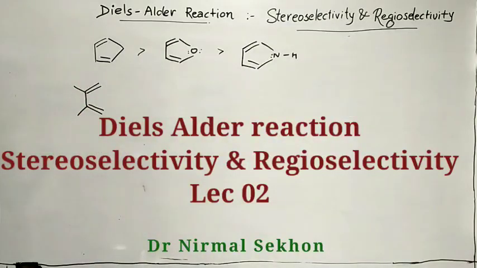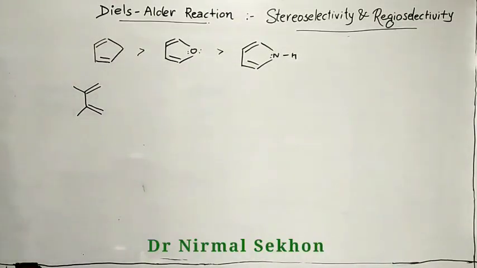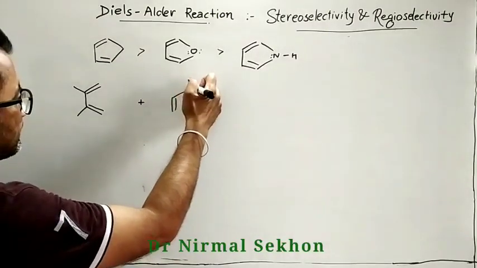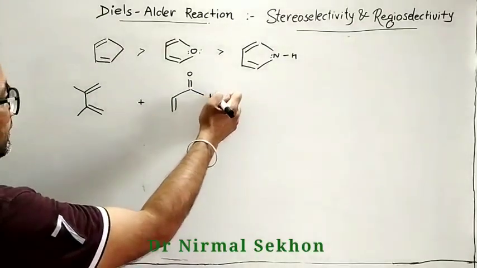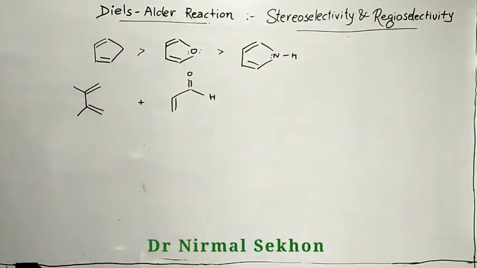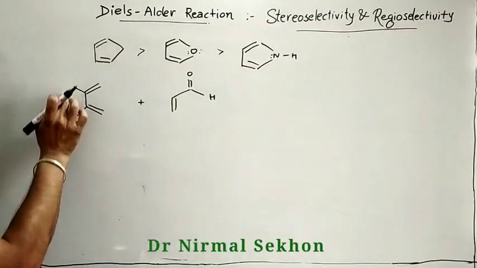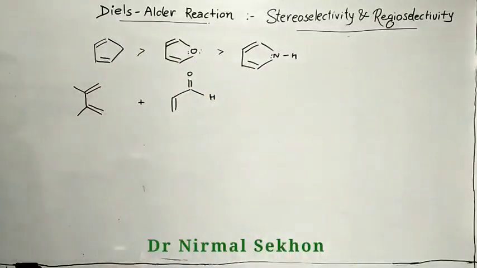This is more reactive than a normal diene because we have two methyl groups here which donate electrons. Whenever an electron-donating group is present on the diene, the reactivity obviously increases. So when you are going to add it with a group like this, C double bond O H, this is your aldehyde group which is electron withdrawing. So this is your diene, this is your dienophile. A diene with two electron donating groups, and a dienophile with one aldehyde electron withdrawing group.